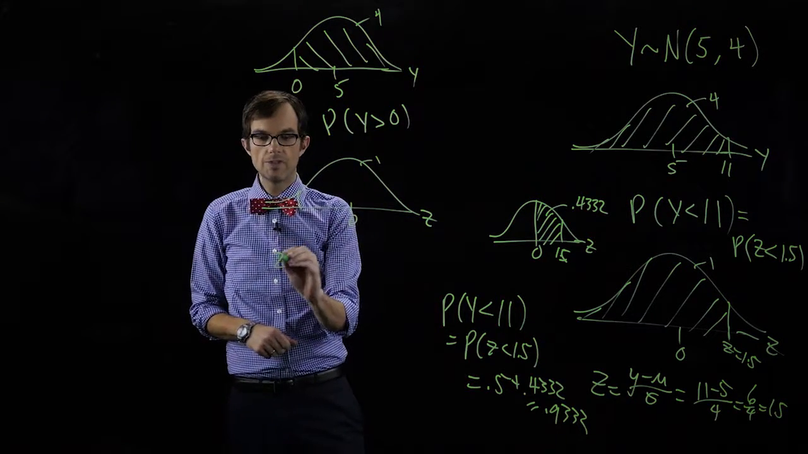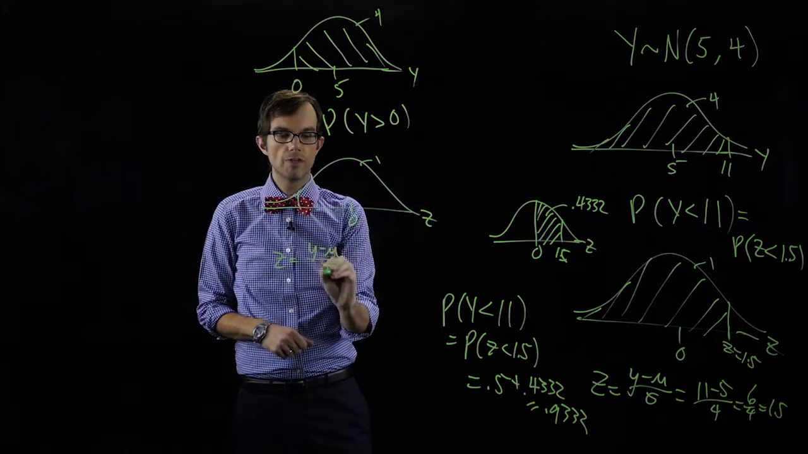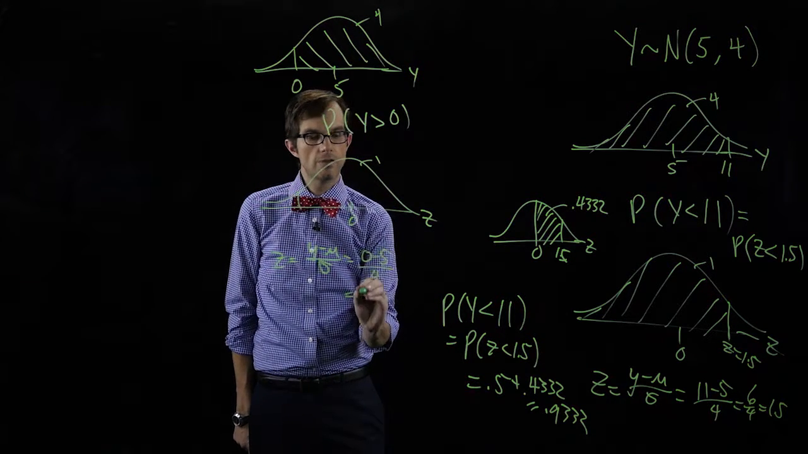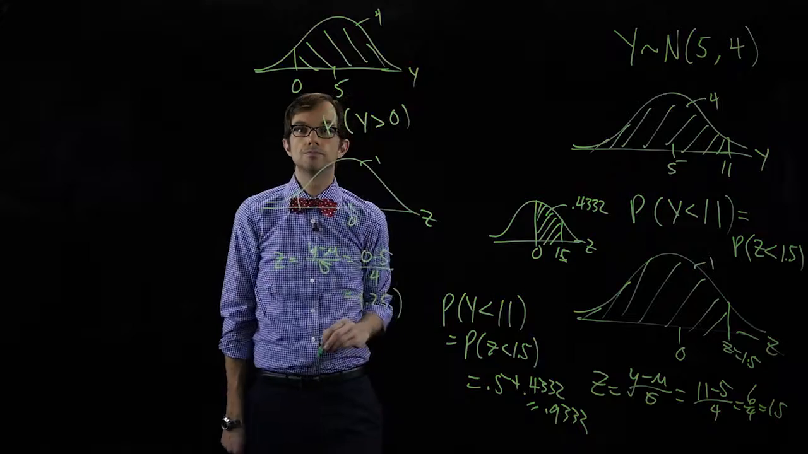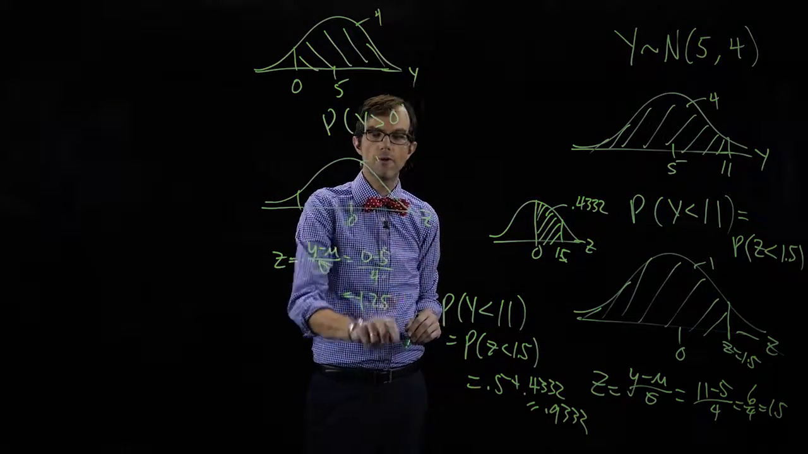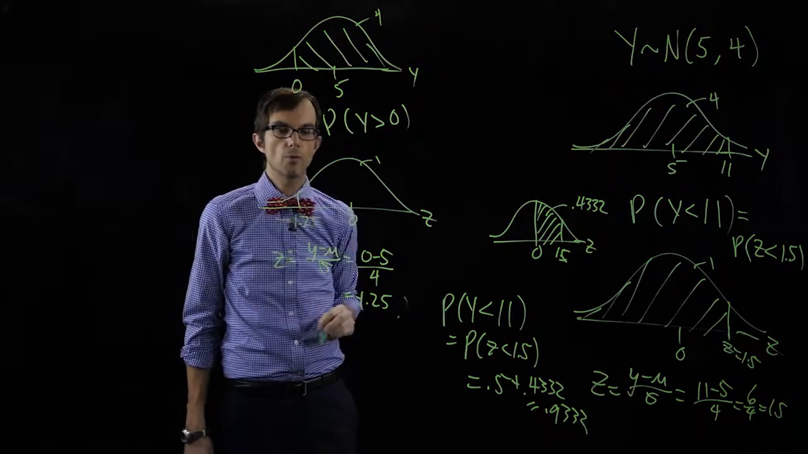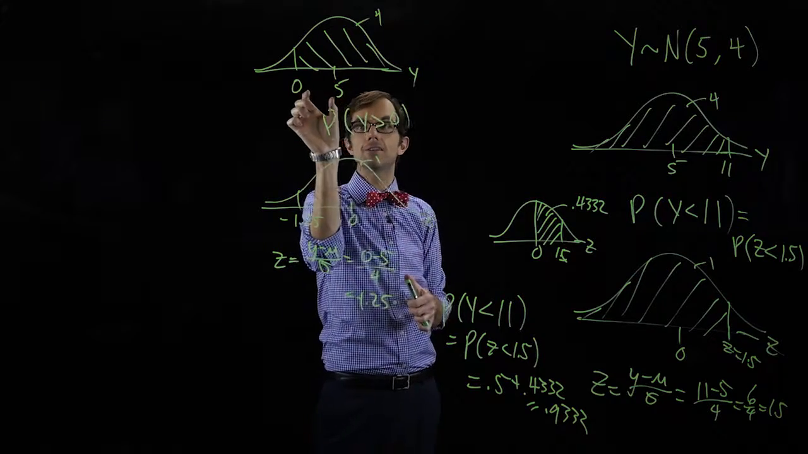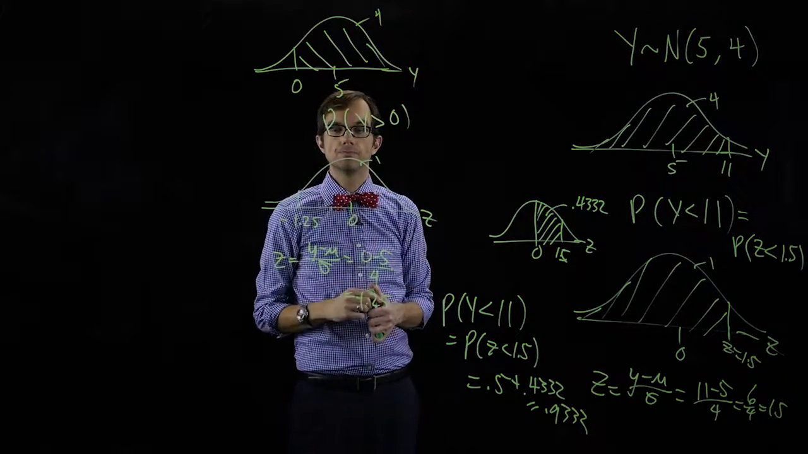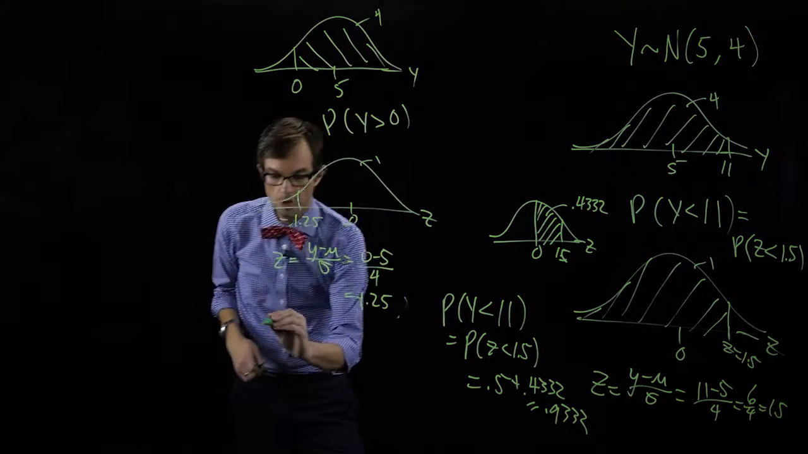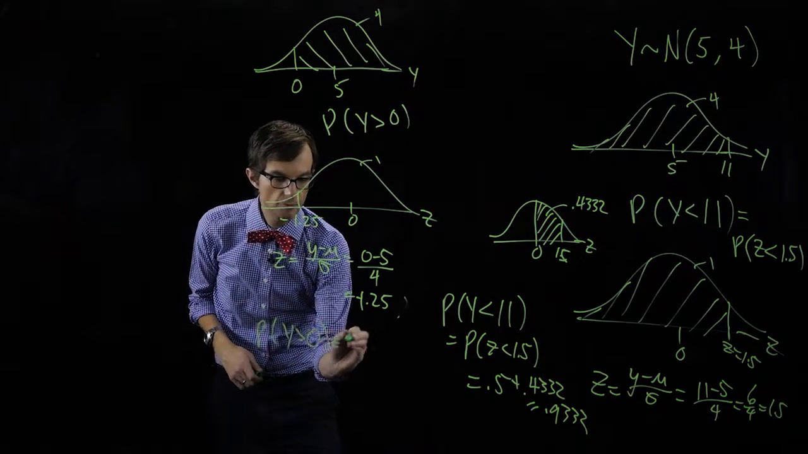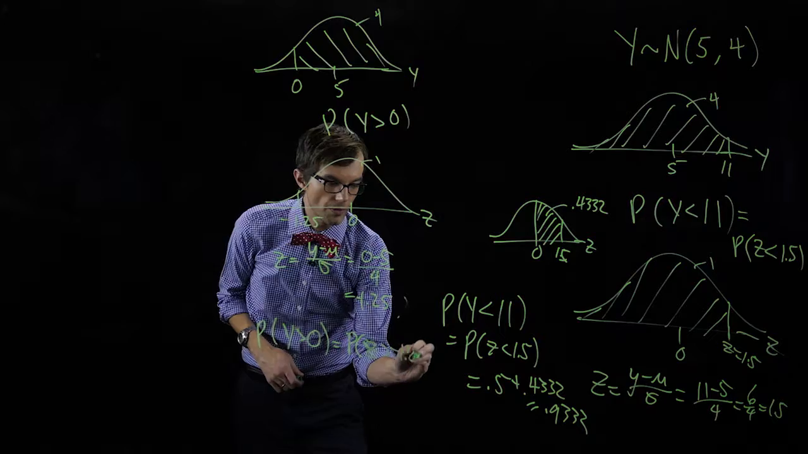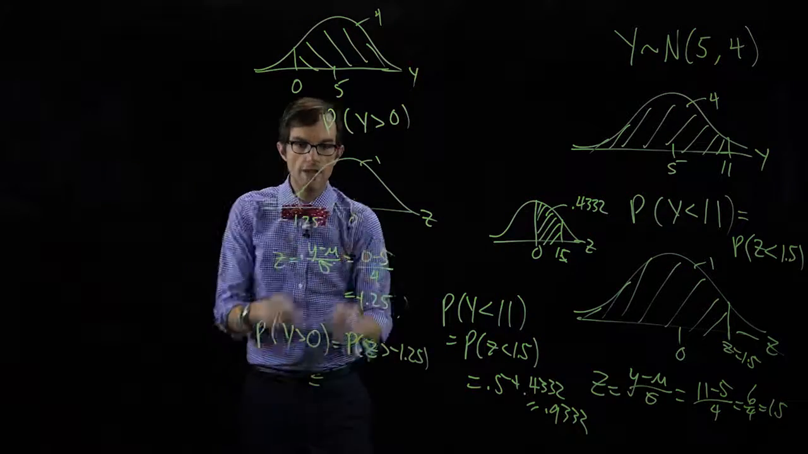So how do we do that? With the z-score. y minus mu over sigma. That's 0 minus 5 over 4, which is negative 1.25. This value right here on the z-axis, negative 1.25. That says that 0 lies 1.25 standard deviations from the mean to the left of the mean. So the probability that y is greater than 0 is equal to the probability that z is greater than negative 1.25.